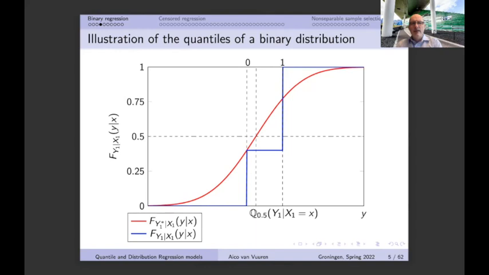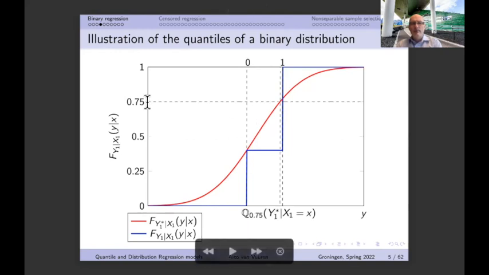We will see exactly the same thing at the moment that we look at the third quartile. The third quartile for y1 star must by definition be larger, and because the median of y1 star was already positive, that means that of course the third quartile should also be positive. So therefore we see that the quantile of y1 star is positive, and we also see that the quantile of y1 is equal to 1, which again of course is in line with what we have seen earlier, that at the moment that the quantile of y1 star is positive, then the quantile of y1 should be equal to 1.